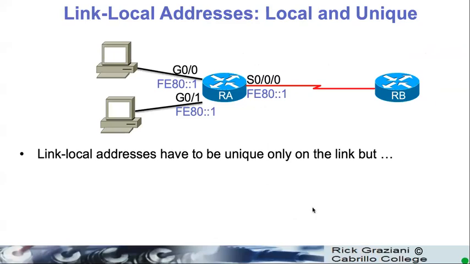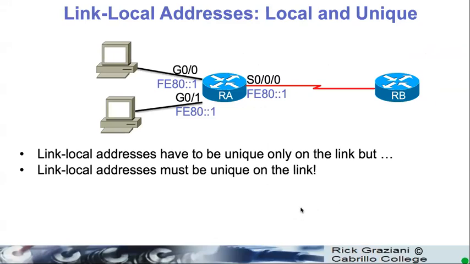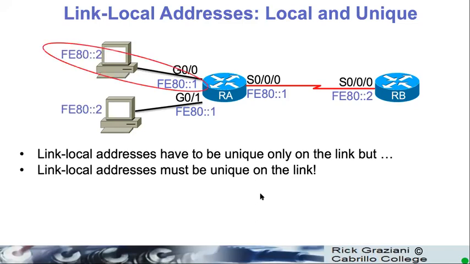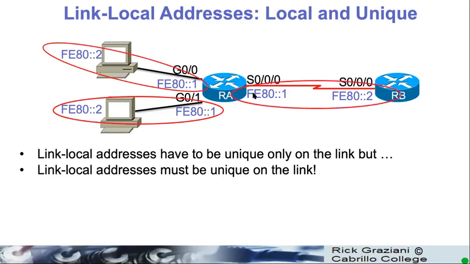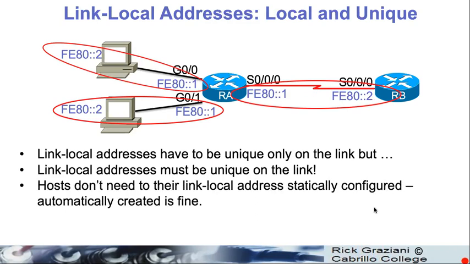So remember they only have to be unique. Here we have a router with three of the same link local address on three interfaces, but they only have to be unique on the link. So as we can see, although the router has the same link local address on three interfaces, as long as it's unique on each of those links, we're good.